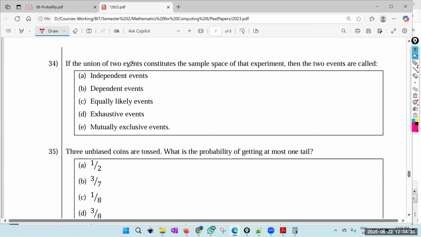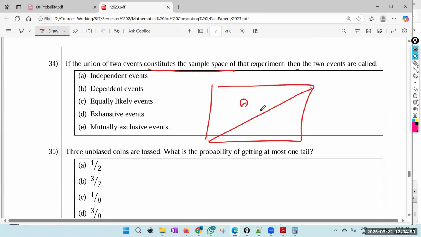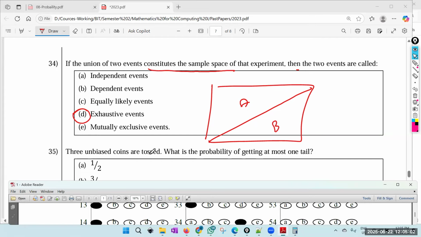If the union of two events constitutes the sample space of the experiment, then the two events are called. So if it takes the entire sample space, you can see they constitute the sample space. That means we call them exhaustive events because they cover the entire sample space, right? Exhaustive events. D. Yes, D.